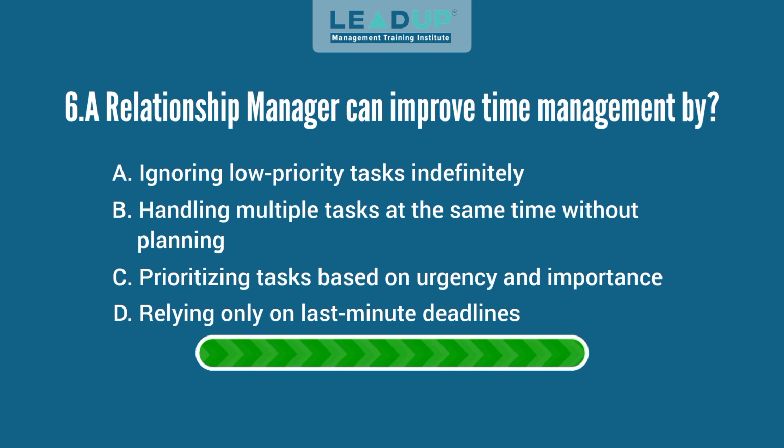Question 6. A relationship manager can improve time management by A. Ignoring low-priority tasks indefinitely. B. Handling multiple tasks at the same time without planning. C. Prioritizing tasks based on urgency and importance. And D. Relying only on last-minute deadlines. Answer: prioritizing tasks based on urgency and importance.